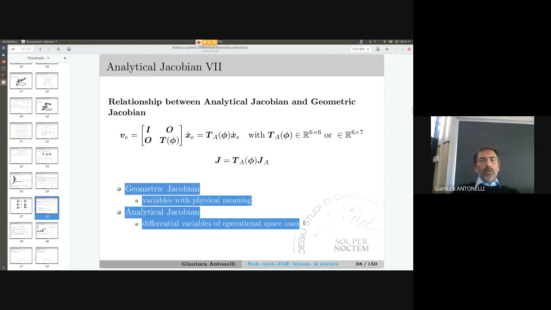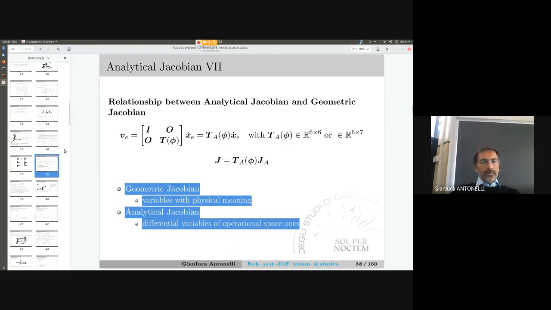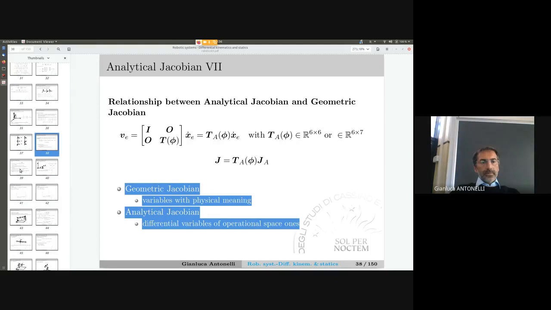In the end, I do have two almost equivalent objects, the geometric and the analytical Jacobian. The geometric is better to be used with variables with strong physical meanings. The analytical is to be used with variables that are the differential variables of the operational space ones. Now we have those two tools, and we will see later on what different uses we are going to make of those two options. Okay.